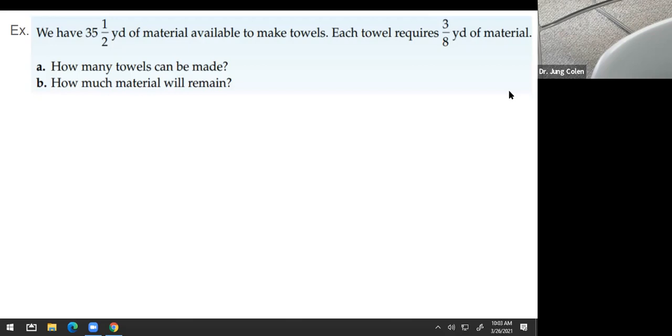Did you guys solve this problem? Yeah, I see a lot of nodding. Awesome. So help me out, okay? Without your help, I cannot do anything. Okay, let me put this in. If you're still working on it, go ahead and finish that.